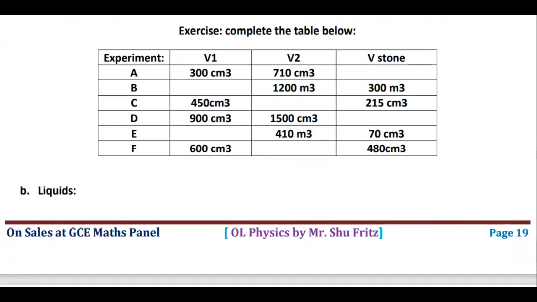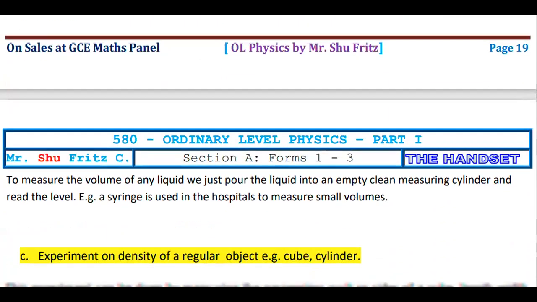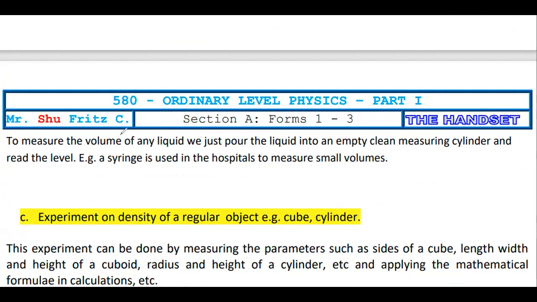Now, what happens if you have to measure the volume of a liquid? To measure the volume of a liquid, you still use the same procedure. You just pour the liquid into an empty, clean measuring cylinder and then read the level.